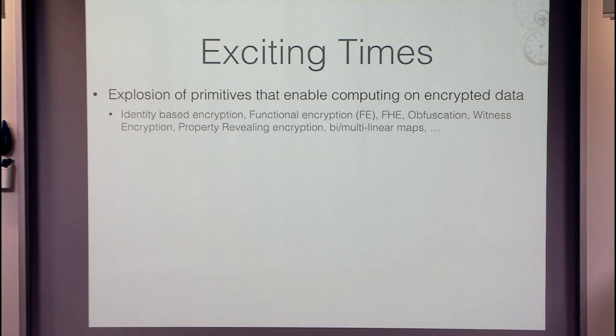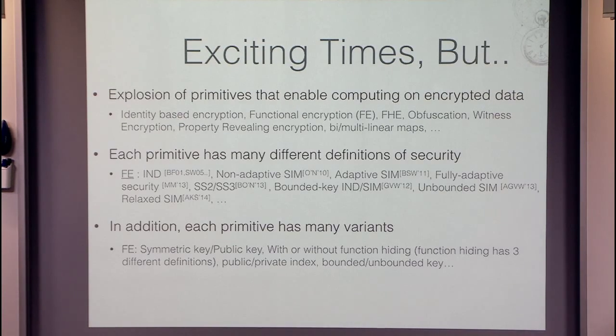Okay, so these are exciting times. That's what this workshop has all been about. A lot of new primitives have come up in the last few years: IBE, FE, FHE, obfuscation, and so forth, or multilinear maps. That's all nice, but that also means there are a lot of things that have come up that we don't know much about. Of course, there are a lot of assumptions and hardness questions that we don't know much about.